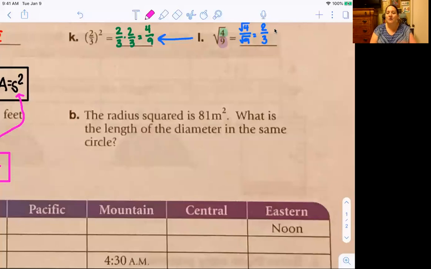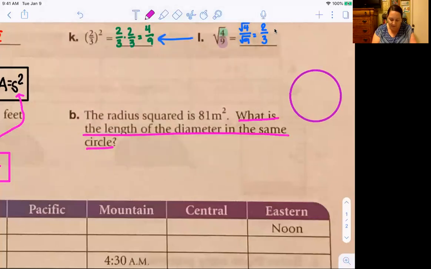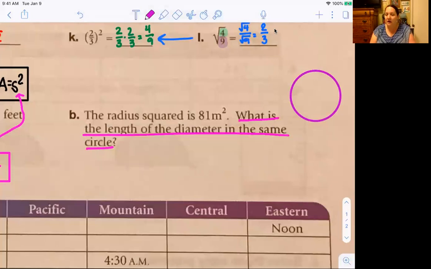Okay, so let's look at letter B. We have this story problem. The radius squared is 81 square meters. What is the length of the diameter in the same circle? We know that we should draw a circle, and we know our radius squared is 81 square meters. So our radius squared equals 81, and we need to find the diameter.